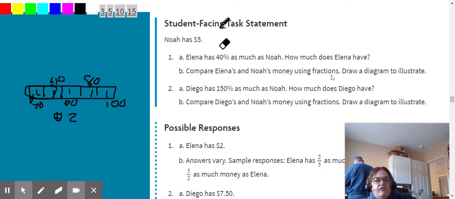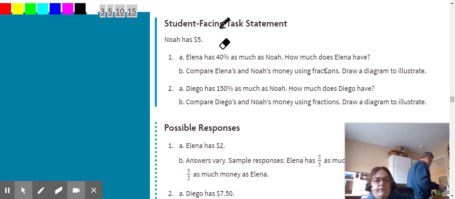And then using fractions, there are 5 boxes. She has 2 out of 5. She has 2/5 the amount of money as Noah, because you're taking 2 boxes here. And then Diego, let me draw it again for him.